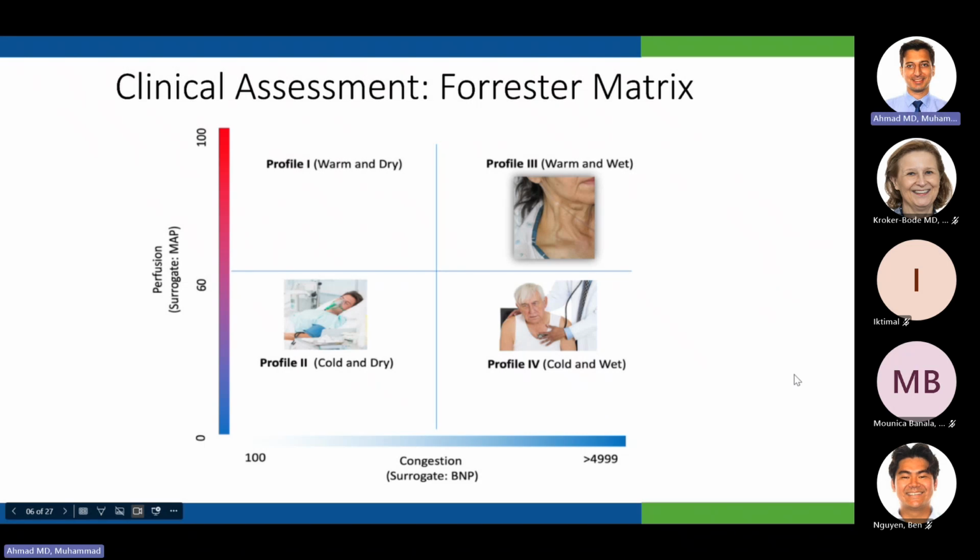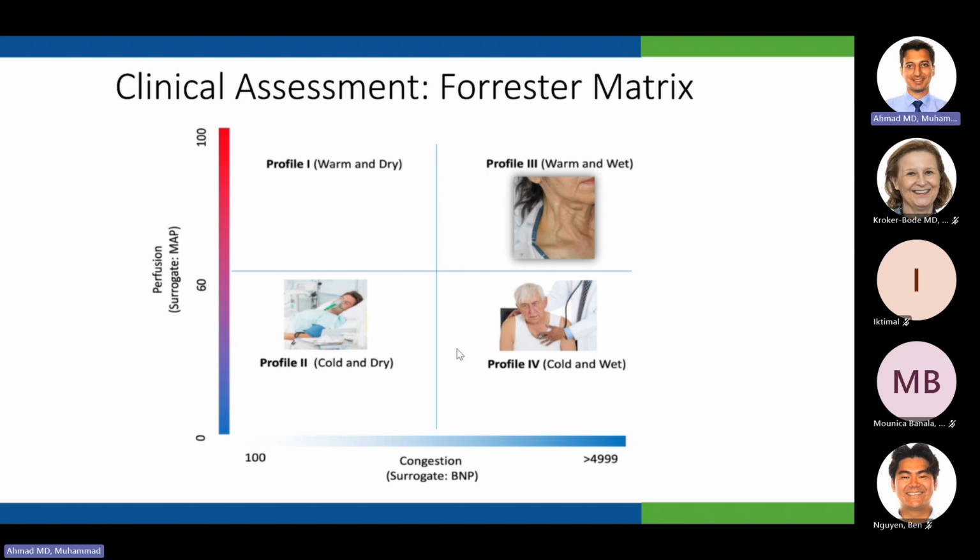So clinically, we put the patient into the Forrester matrix. And it usually starts out looking really easy because using the preload and afterload and all of the information we have, we can tell what the acute heart failure clinical picture looks like. The first one is a profile one with a warm patient that is dry. They don't have congestion. They're just sitting there in front of you. They have heart failure, but now they look actually pretty good to you. So that's a profile one patient.